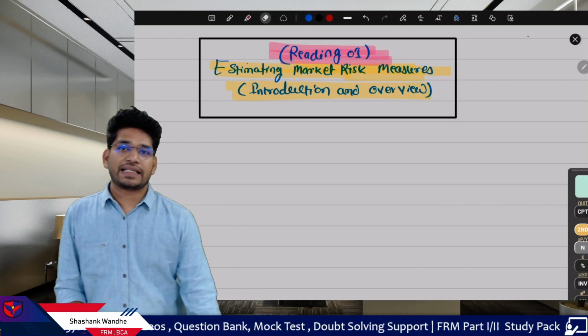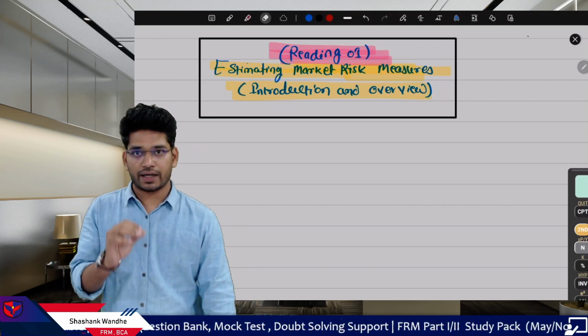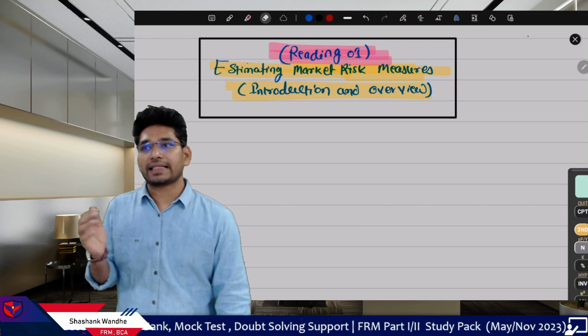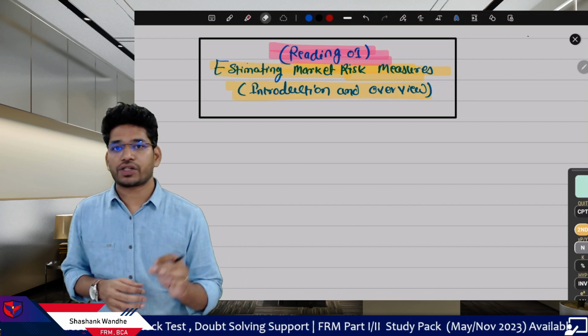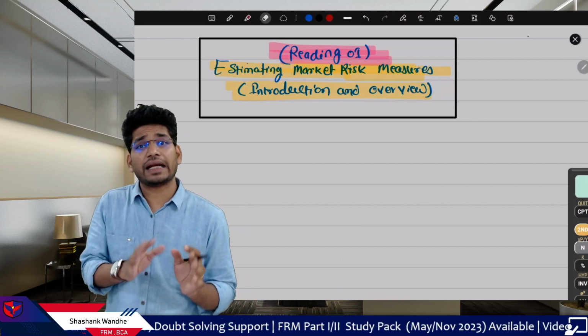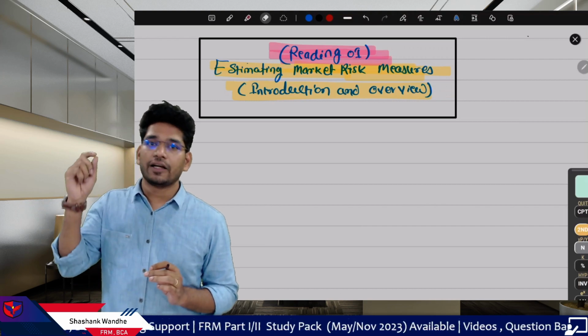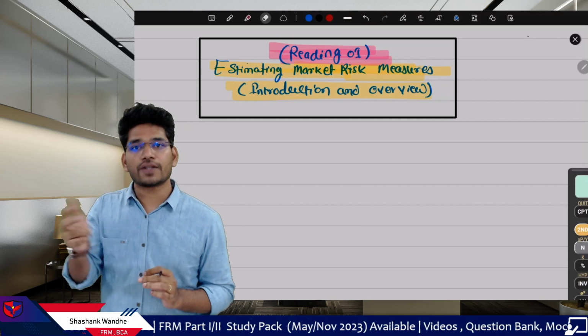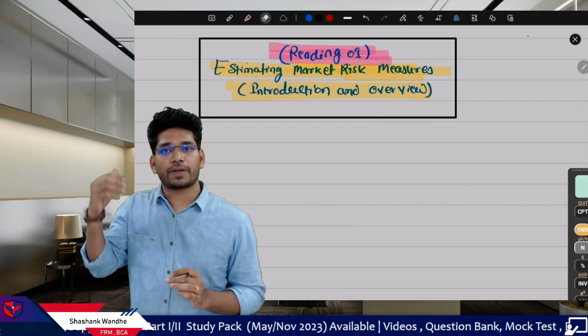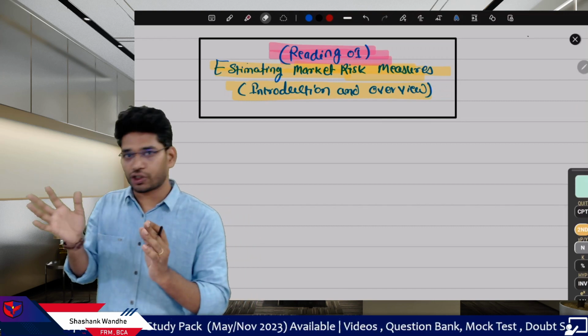Hi friends, in this session we will discuss reading number 1 of Market Risk FRM Part 2. This reading is Estimating Market Risk Measures: Introduction and Overview. Now this reading resembles your FRM Part 1's Value at Risk discussion, as in book 4, first two topics. The first two topics were on value at risk and some detailed discussion on value at risk.